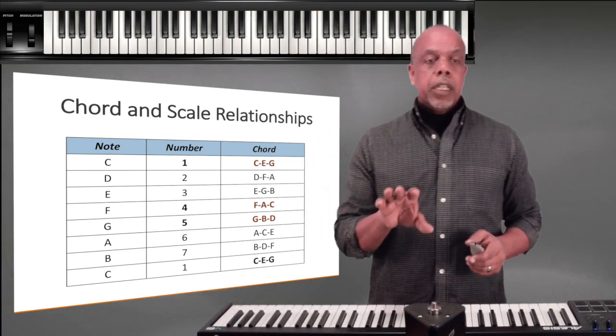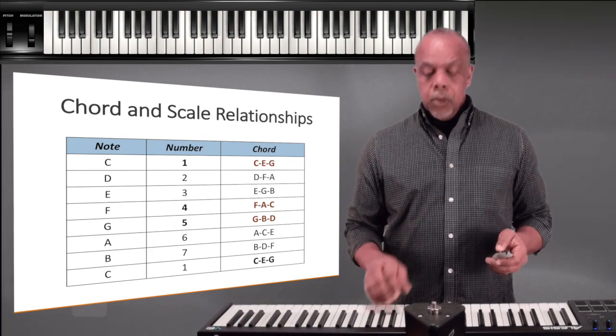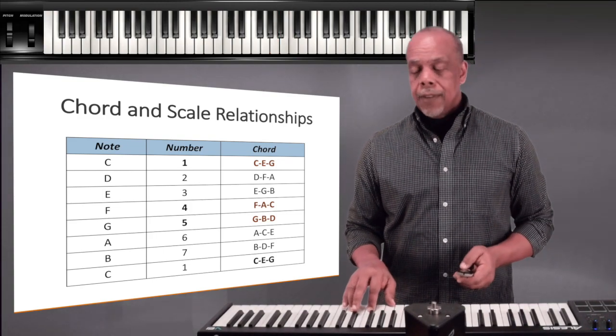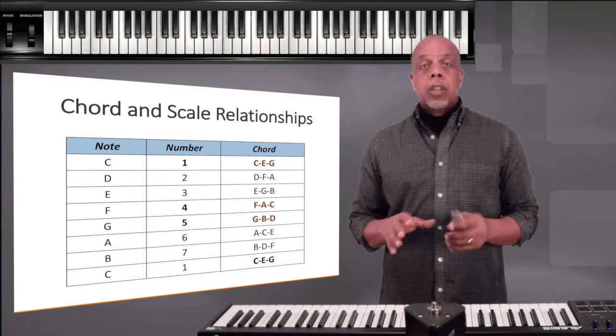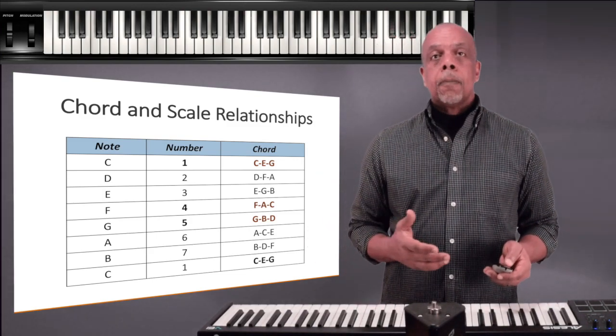Now the thing we're going to focus on here, more than anything else, is the 1, which is C, E, G; the 4, F, A, C; and the 5, G, B, D. Okay, so that's called a 1, 4, 5 progression, or chord progression.